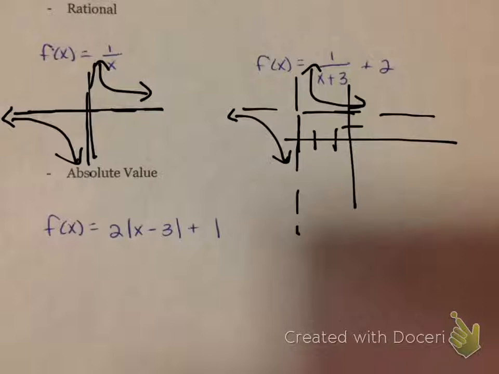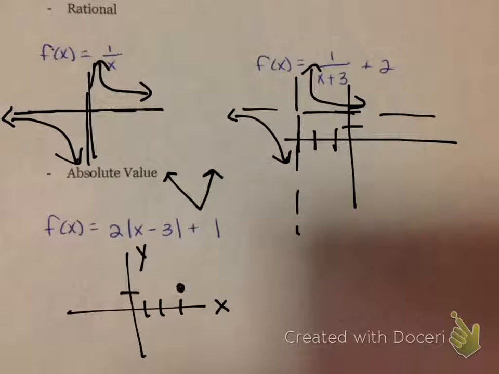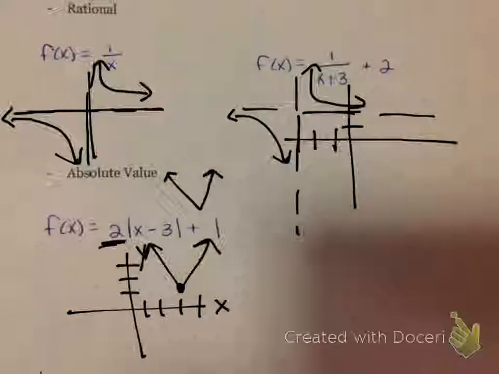Last one on this page is absolute value. We remember it's the shape of a V. So I would do x minus 3 over 3 plus 1 up 1. There's my vertex. And the 2 is actually, I'm going to go up 2 and over 1 on both sides to get my V. If the leading number were negative, it would open down.